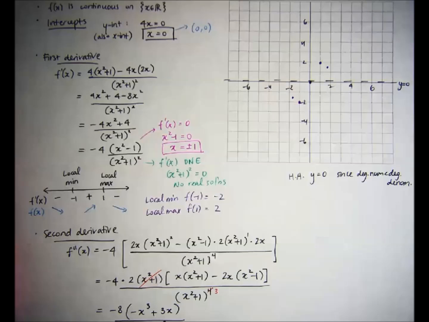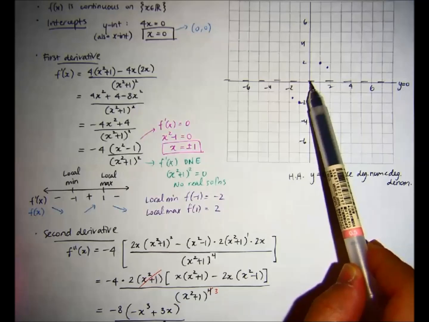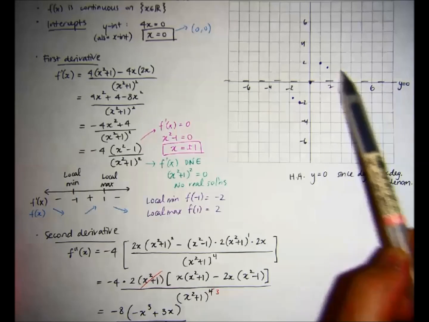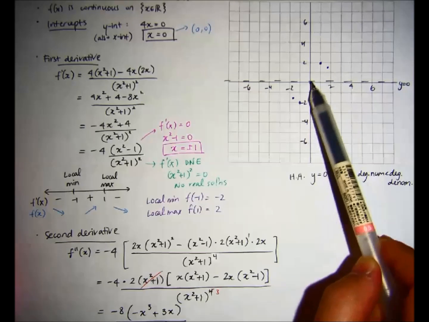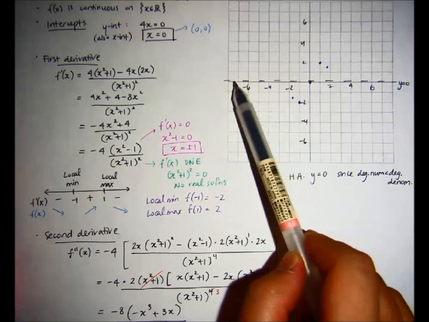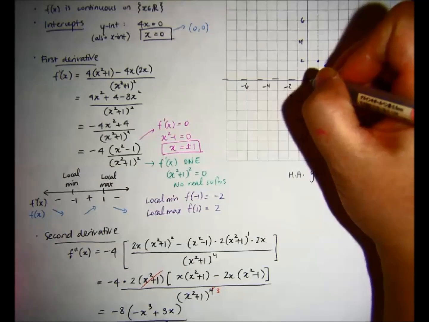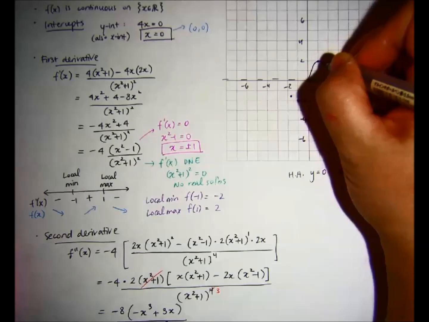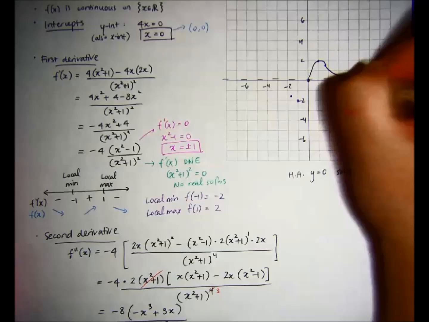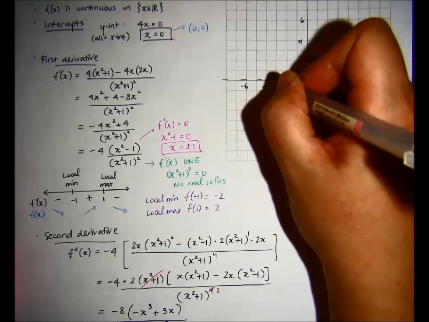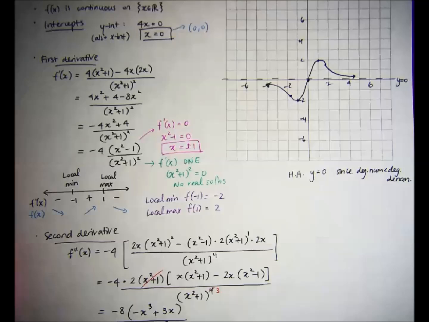And I know that there aren't going to be any crossover points because when I tried to put in y equals 0 to solve for x, the only possible value was x equals 0. So I know that this part, when x is greater than 0, has to lie above the horizontal asymptote at all times. And when x is less than 0, the graph has to lie below the horizontal asymptote at all times. And there's the sketch of my function.